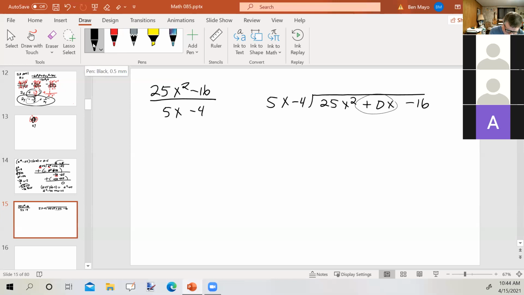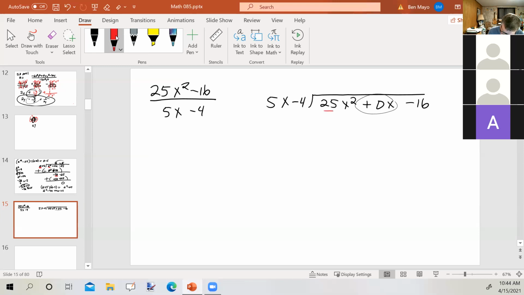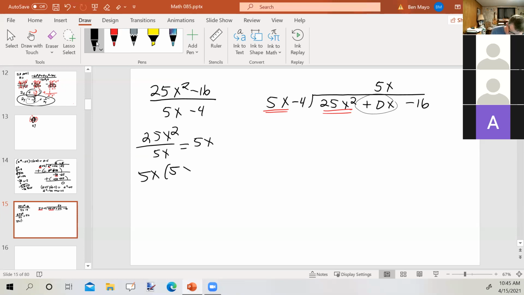So now, let's see here. We're going to take the leading term inside divided by the leading term outside. 25x squared divided by 5x equals 5x. Okay. Then we're going to take 5x times 5x minus 4. Distributing, we get 25x squared minus 20x. So 25x squared minus 20x. Again, if I'm going too fast, let me know. I can slow down.